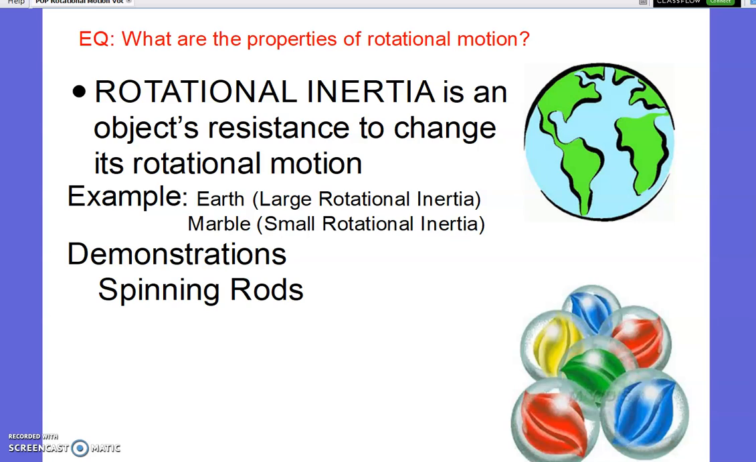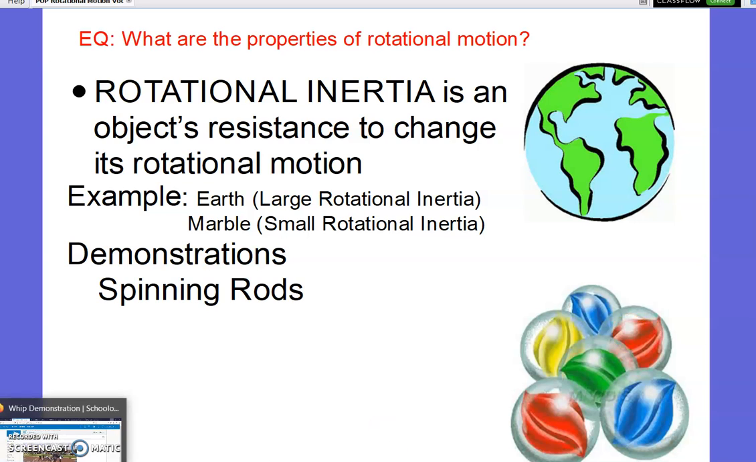Now, the next thing we want to look at is something called rotational inertia. This is an object's resistance to changing its rotational motion. It is essentially saying how difficult it is to get something to spin, or to get something to stop spinning if it already is. We talked about inertia before, and this is simply inertia applied to a spinning object. Some examples of things with a large rotational inertia would be the Earth. It would be very difficult to get the Earth to stop rotating. However, a marble has a small rotational inertia because it would be very easy to stop a marble from rotating if it's been rotating already.